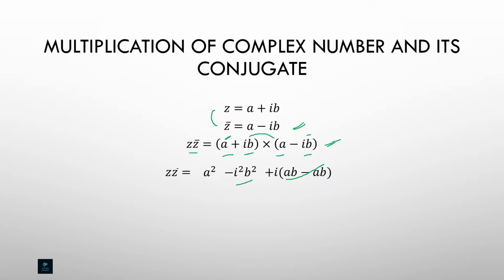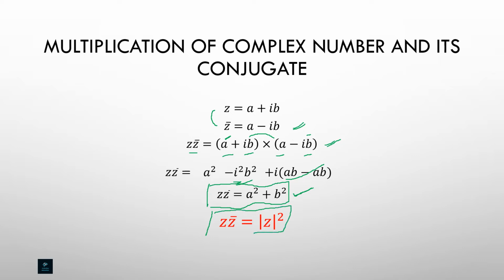and i square is minus 1. Therefore, minus i square will be plus 1, and z into z bar is equal to a square plus b square. Now a square plus b square is nothing but the square of the modulus of the complex number z. Therefore, z into z bar is equal to the square of the modulus of z. Therefore, the product of a complex number and its complex conjugate is the square of its modulus.